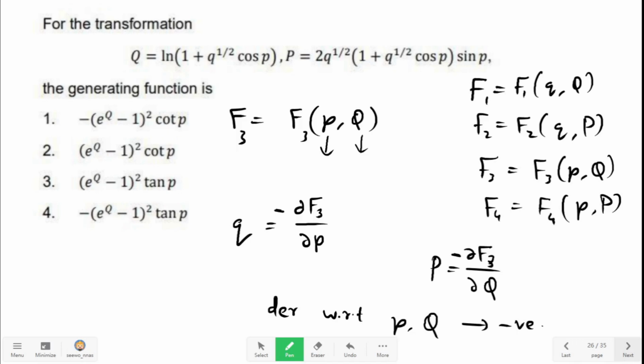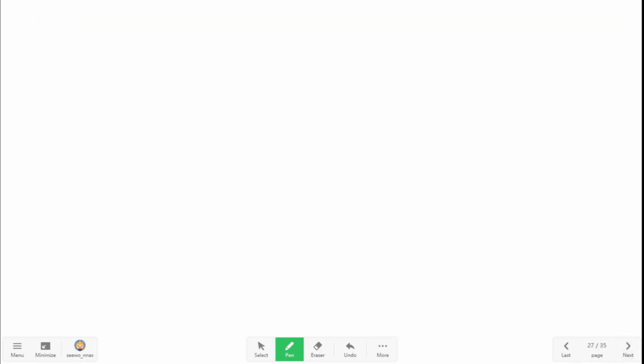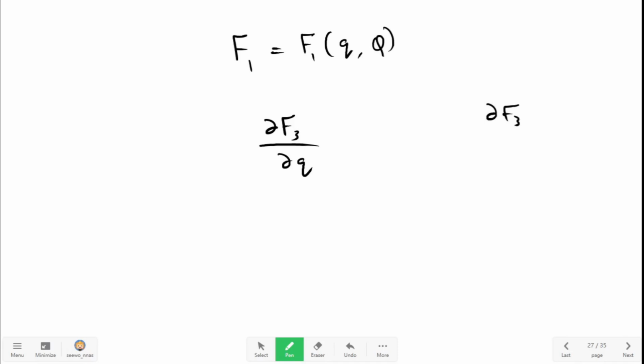I will give you one more example to give you more clarity. Let us say the generating function is a type 1 generating function. In that case the variables used are small q and capital Q. So you will write the partial derivatives with respect to these variables: del F1 upon del small q, del F1 upon del capital Q. Now in the LHS you will write the canonically conjugate variable to small q, which is small p, and the canonically conjugate variable to capital Q, which is capital P.